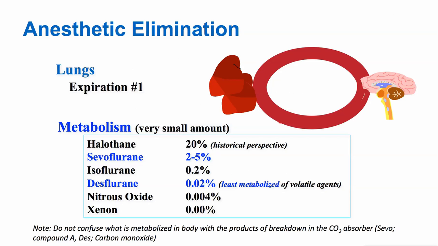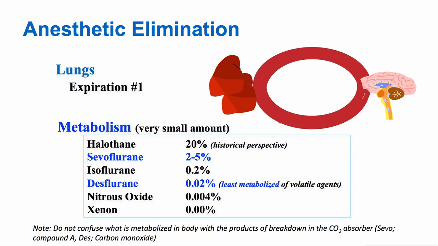Now, how do these anesthetics get out of the body? They're eliminated simply by expiration, the number one method. Well, they could potentially be excreted, metabolized, perspired, but they are expired, unchanged from the lung in most cases. However, historically, if you went back and looked at halothane, 20% of it was metabolized. So metabolism was involved in the elimination and awakening profile of halothane.